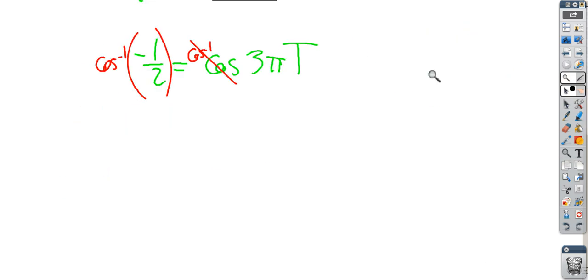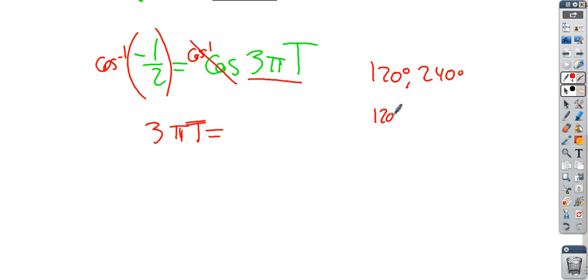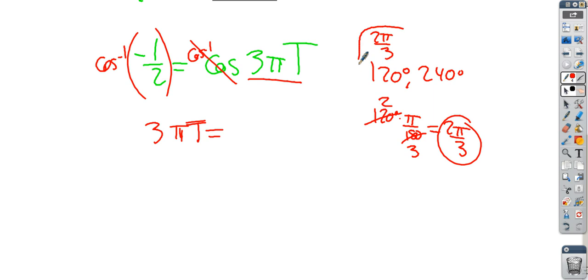So we know that our 3 pi times t, this thing right here, is going to equal 120 degrees and 240 degrees. We want to change those into radians. So let's do that real quick. 120 times pi over 180. 60 goes into that twice, and it goes into that 3 times. So that's the same as 2 pi over 3. That's what this equals right here. And since 240 is twice as big as 120, it means that's going to be twice as big as 2 pi over 3, which is 4 pi over 3.